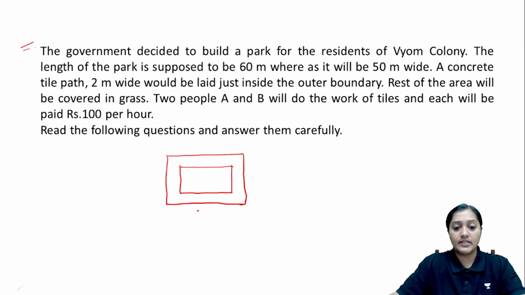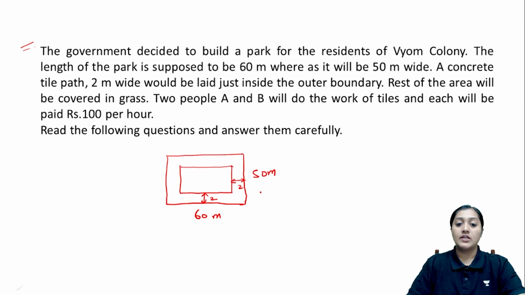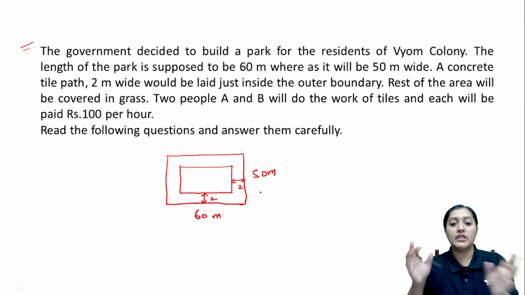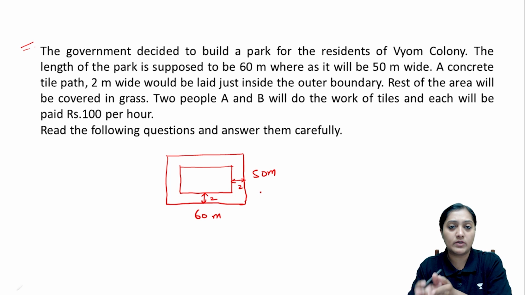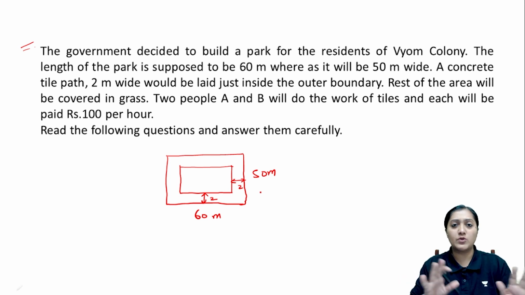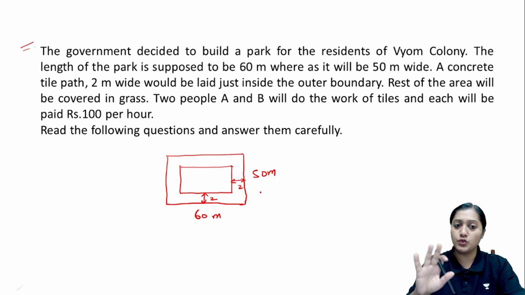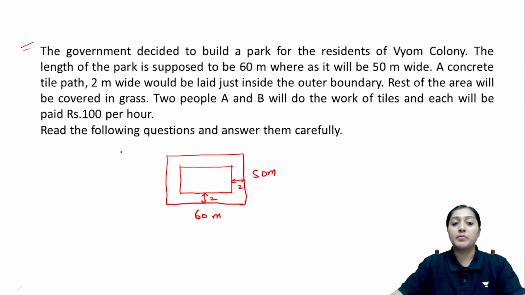So the length is given to us as 60 meter. The breadth is given to us as 50 meter. And the tiled path, cement tiled path, that we are going to have about 2 meter. Okay. So through and through, if nothing is mentioned ke, you know, vertical side ke around itna hai, horizontal side ke around itna hai, kuch bhi mention nahi hai, so that path would be through and through 2 meter. Rest of the area would be covered in grass. That means the center area would be covered in grass. Two people A and B will do the work of tiles and each will be paid rupees 100 per hour. Fine. Let us see how much data we actually have to use.